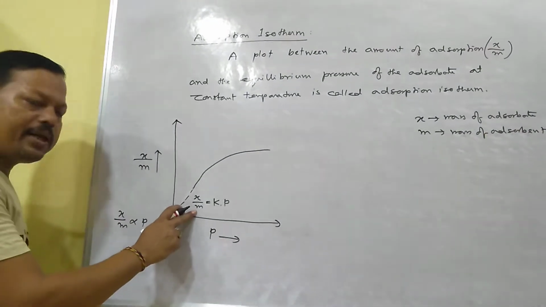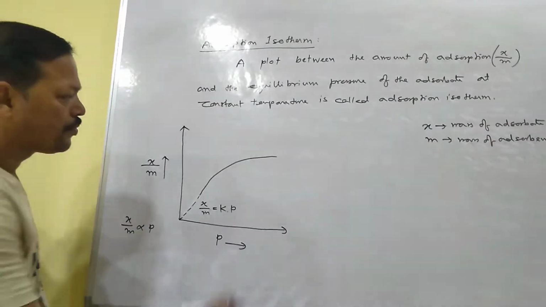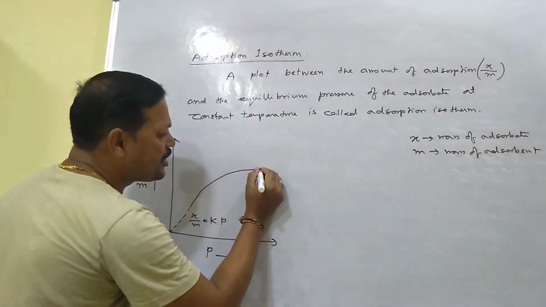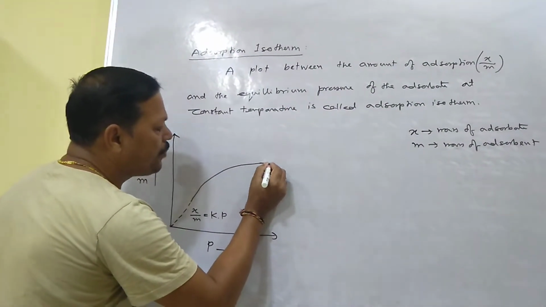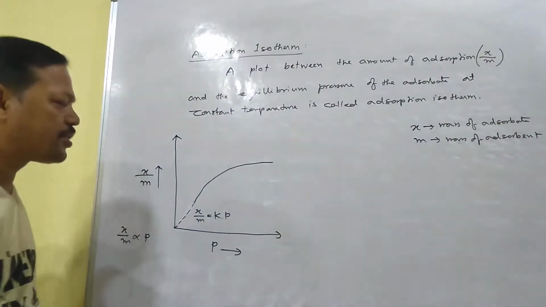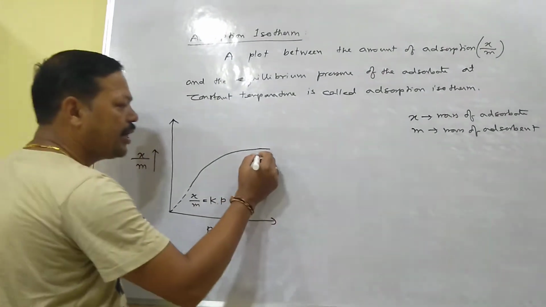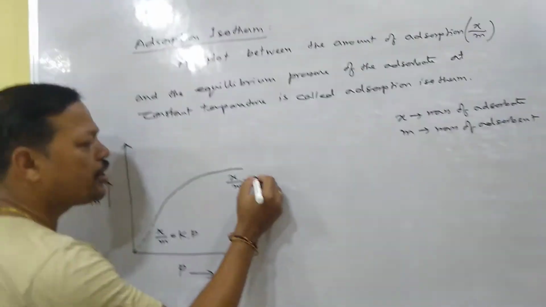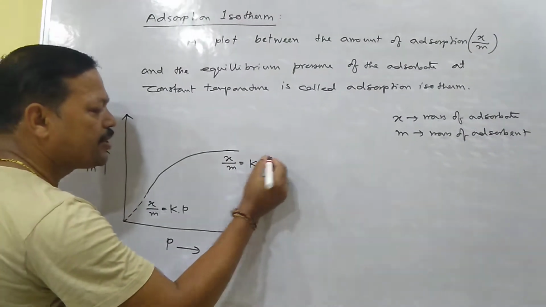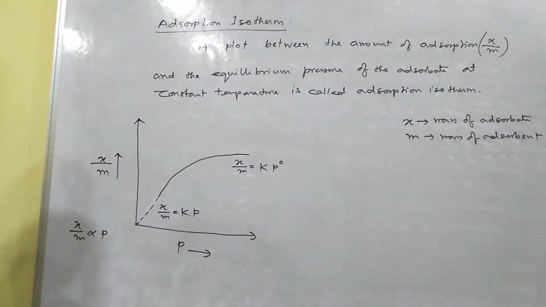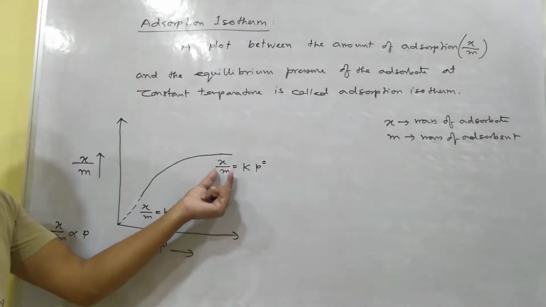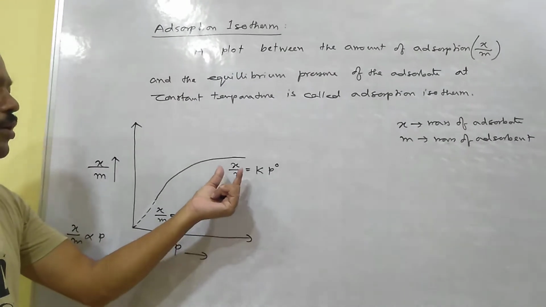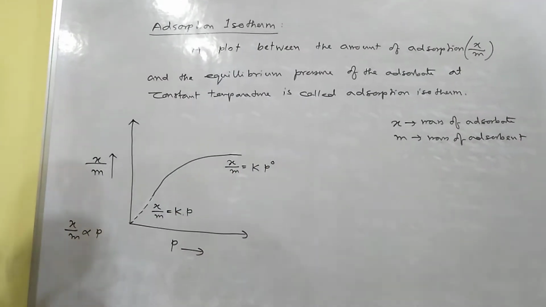So this you will get at low pressure. But at higher pressure you can see it remains the same. I mean it will not change. That means at higher pressure the amount of adsorption does not depend upon pressure. That's why I have written P naught, P to the power 0, which means 1.